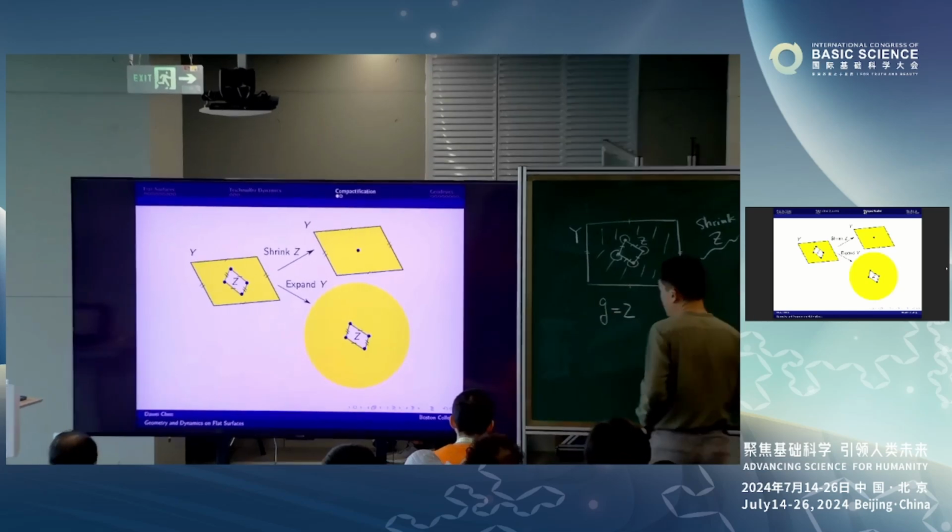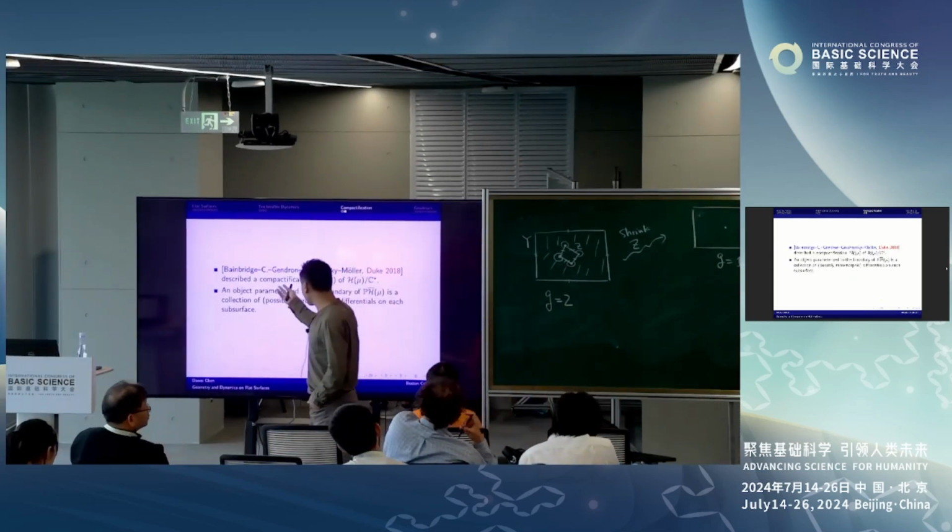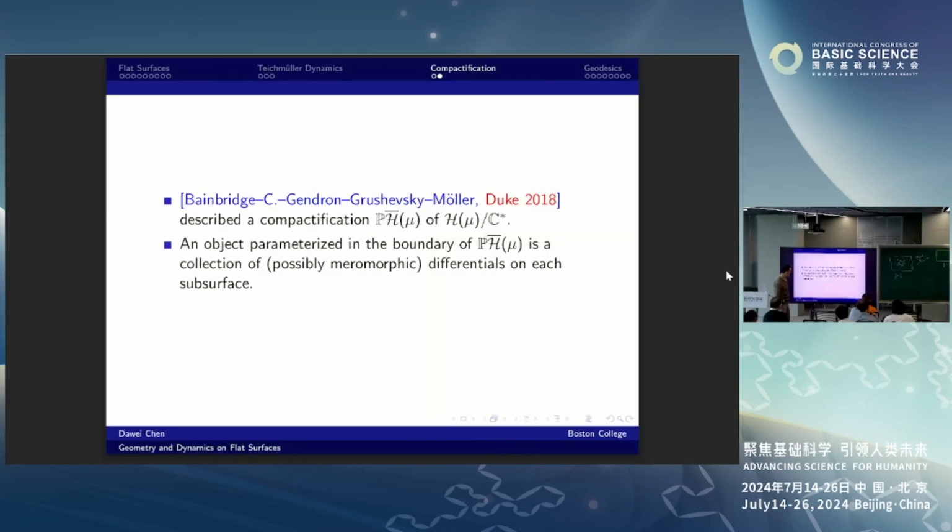So I, with my collaborators Bainbridge, Gendron, Grushevsky, Möller, described a certain compactification of this moduli space H mu that is denoted by PH bar. I consider everything modulo C star just because scaling a differential form doesn't really change the underlying surface and doesn't change the zero type. But this relative scaling gives us a way to describe this compactification, which is useful for many, many purposes.